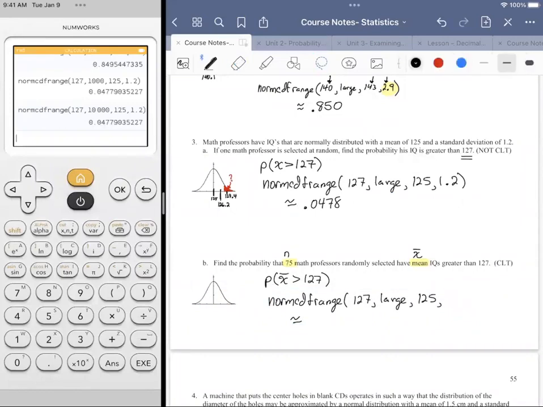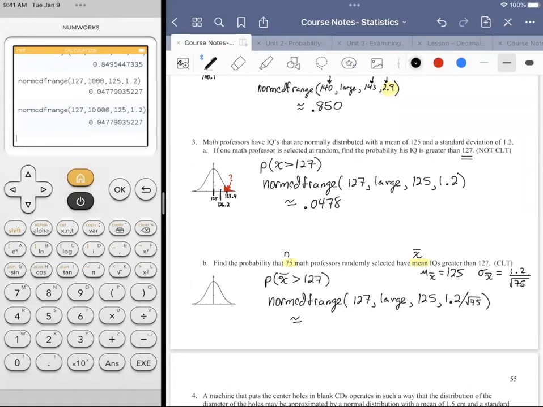All right. So I need my mu sub X bar. My mu sub X bar is the same as whatever mu was. In this case, the mu is 125. The sigma sub X bar is equal to the 1.2 divided by the square root of n. So divided by the square root of 75. And in fact, that's what I'm going to type in here. 1.2 divided by the square root of 75.